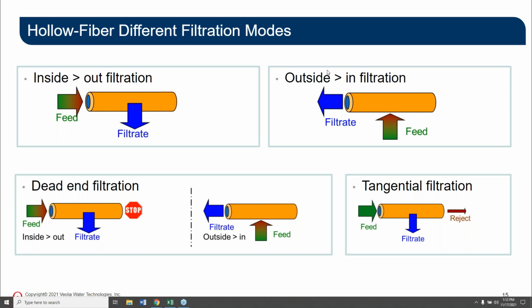Some of the drawbacks for this is that it backwashes a bit more frequently. And we also run lower fluxes, or the amount of water that we place across the membrane to get a certain amount of filtration.